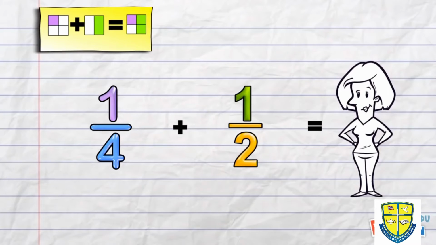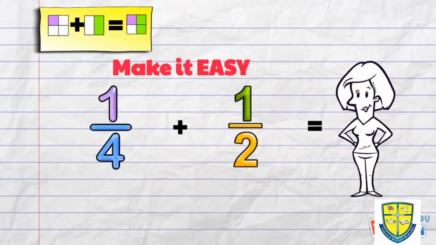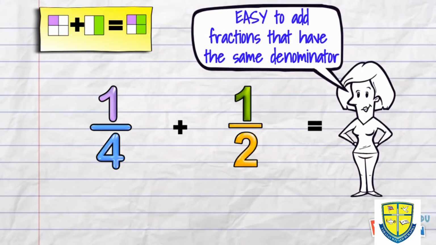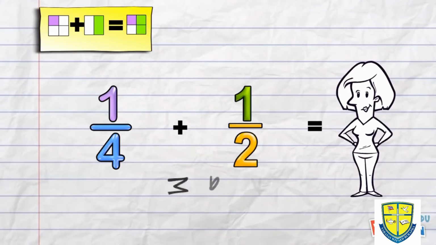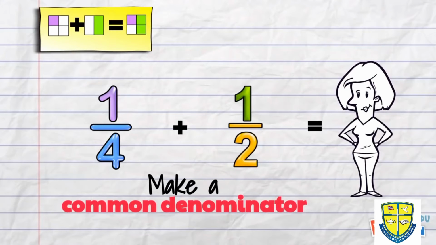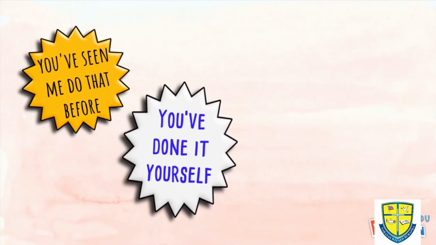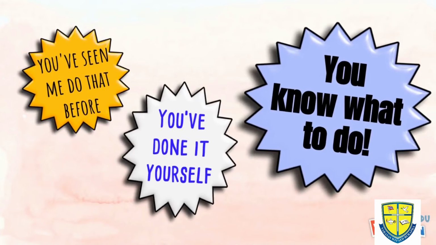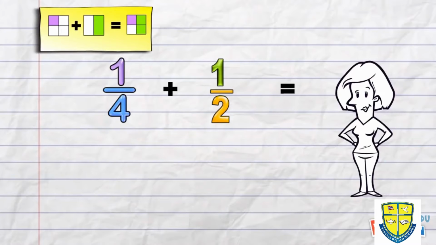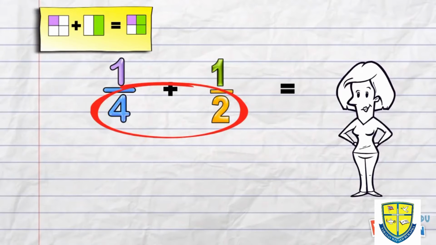We can also add these fractions without using diagrams. The first step is to make it easy for ourselves. It's easy to add fractions that have the same denominator, so we make it easy by creating a common denominator for these fractions. You've seen me do that before, you've done it yourself, you know what to do. We've got denominators of 4 and 2. Our common denominator is going to be 4.